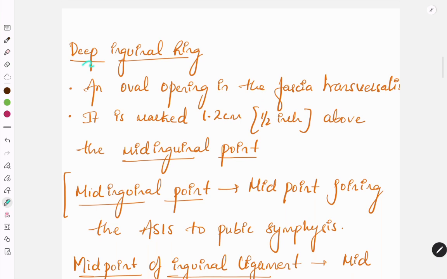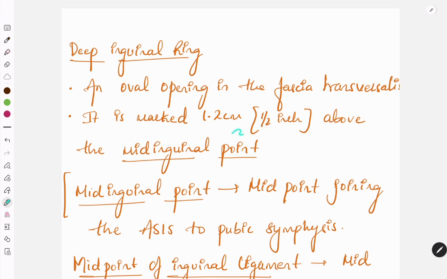Next is the deep inguinal ring. The deep inguinal ring is oval in shape. Where is it present? It is present in the fascia transversalis. External oblique muscle will be there, internal oblique muscle will be there, then you have transverse abdominis, then you have the fascia transversalis. So here you have the deep inguinal ring, here you have the superficial inguinal ring.